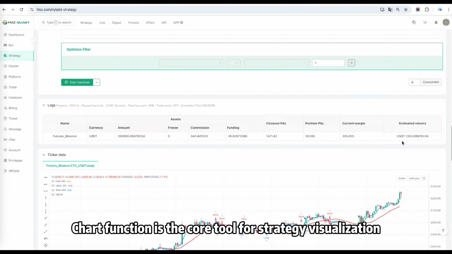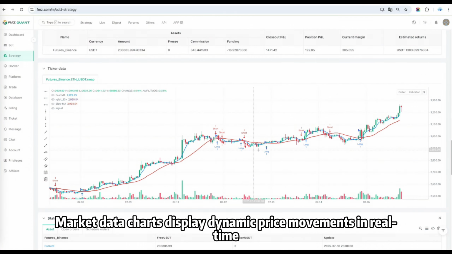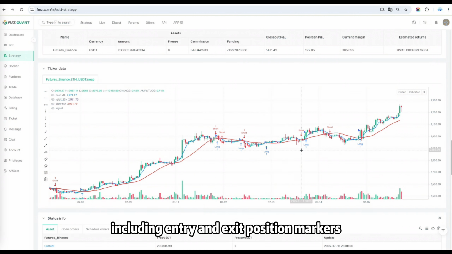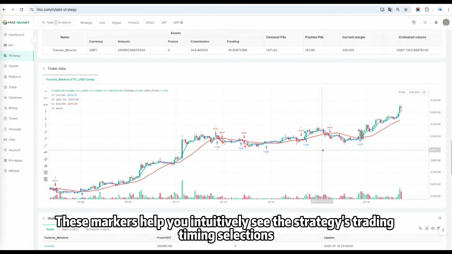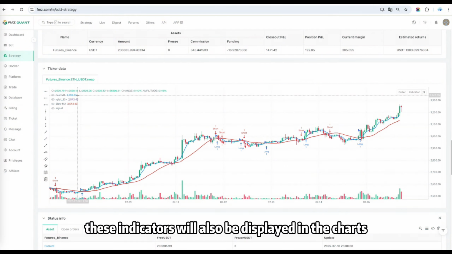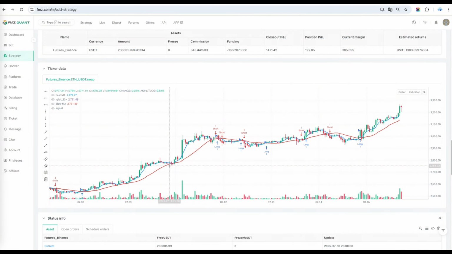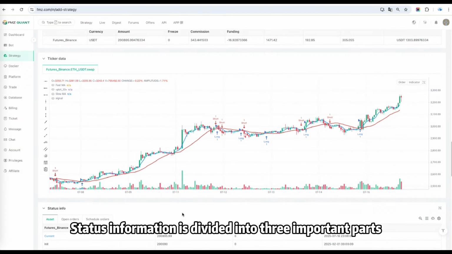Chart function is the core tool for strategy visualization. Market data charts display dynamic price movements in real time, including entry and exit position markers. These markers help you intuitively see the strategy's trading timing selections. If other technical indicators are set in the strategy, these indicators will also be displayed in the charts, forming a complete analysis interface. Status information is divided into three important parts.